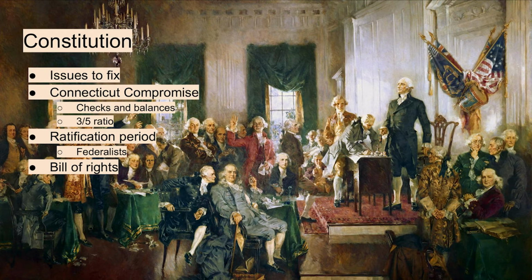And then there was the New York proposal. Can you guess what they proposed instead? Population representation, right? That votes should be purely about population. So how do they compromise between the two? Connecticut just says, why not both? And so we get a bicameral legislature.